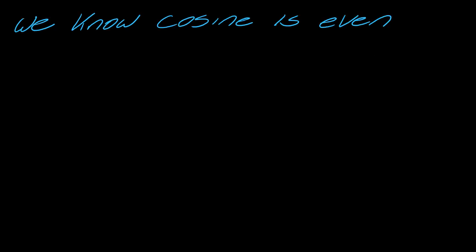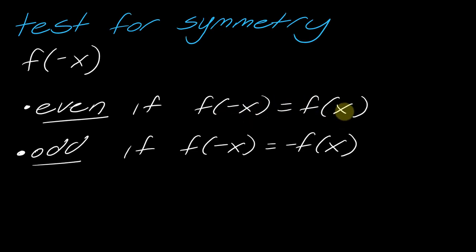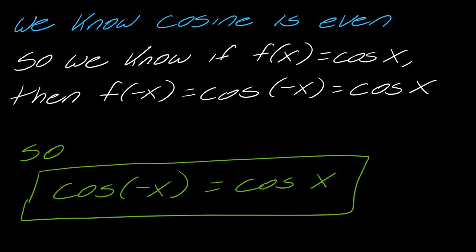And then we also know that cosine is even, so using similar reasoning, if f of x is equal to cosine of x, then f of negative x equals cosine of negative x, which will equal just itself. So that's what it means to be an even function. So going back to these, if I plug in negative x and I get the function back, that's even. If I plug in negative x, I get negative f of x, that's odd. So this is what it means for cosine to be even. And the big thing I want you to remember here is cosine of negative x equals cosine of x.